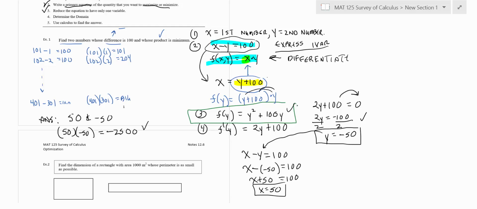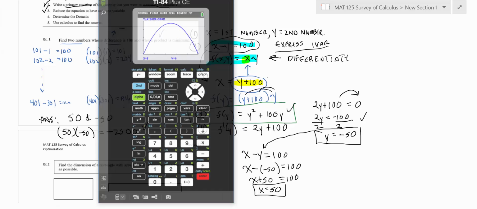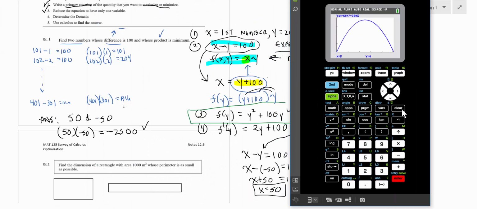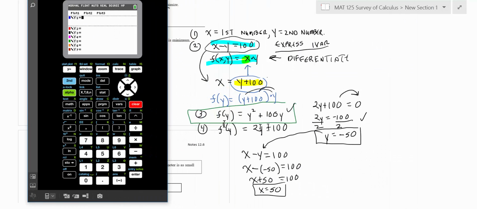So I want to have you do something on the graphing calculator too. We're going to put in the function that we did a derivative of, the thing I circled in green. So we're going to use x. Let's do x squared plus 100 times x.